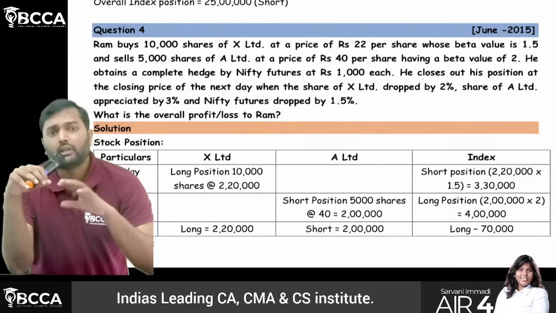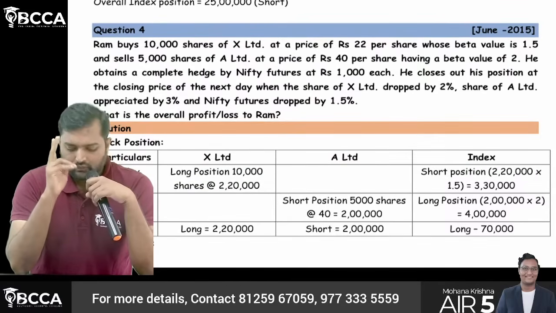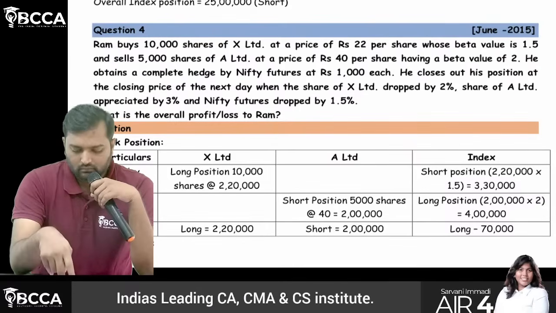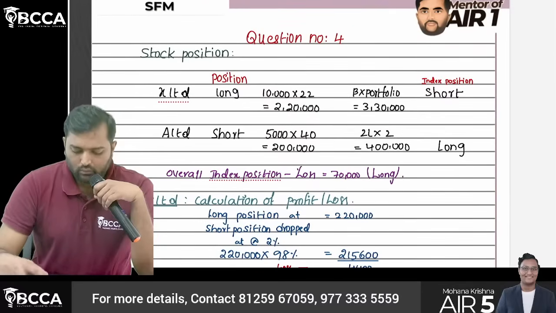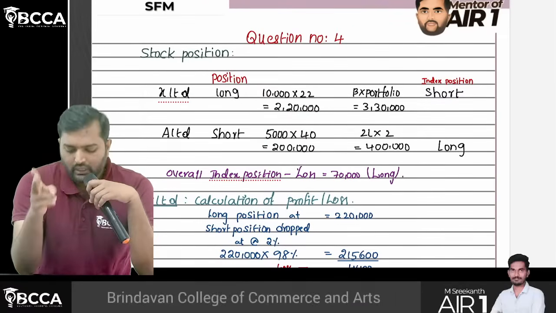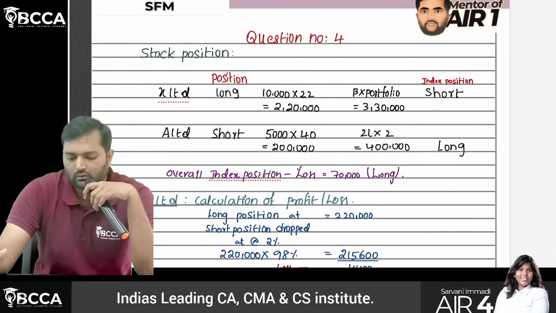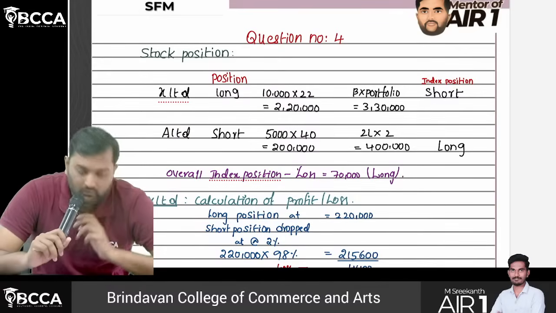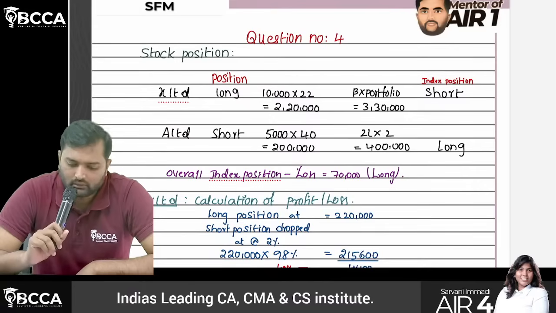He obtains a complete hedge. Complete hedge means, first, X Limited shares: 10,000 shares into 22, that is 2,20,000. For this 2,20,000, in index we take a short position. And for what value? 2,20,000 into 1.5, that is 3,30,000.